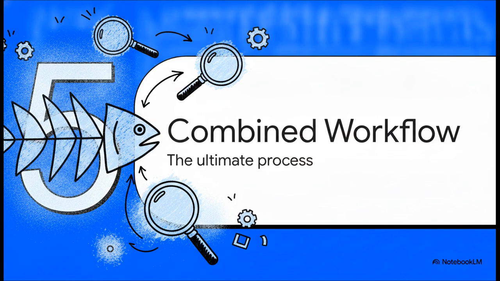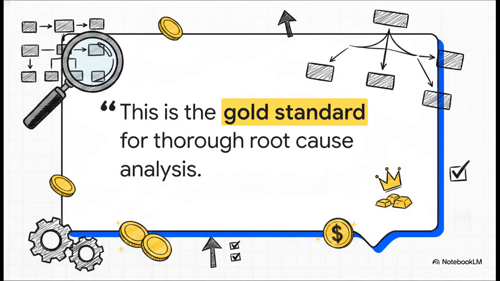Moving into section 5, combined workflow, the ultimate process. So what happens when we take that wide net breadth of the fishbone diagram and fuse it with the deep dive precision of the 5 whys? Well, as the experts at 5 whys point out, combining these tools is quite literally the gold standard for thorough root cause analysis. If you're dealing with a complex multi-cause problem, just using one of these tools might leave you with some pretty big blind spots or just unverified guesses. But using them together, they create an unstoppable, highly structured problem-solving machine.